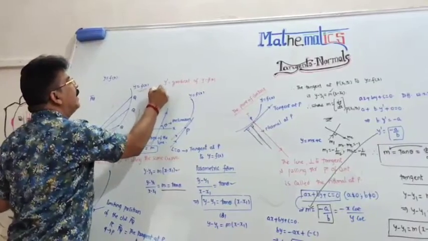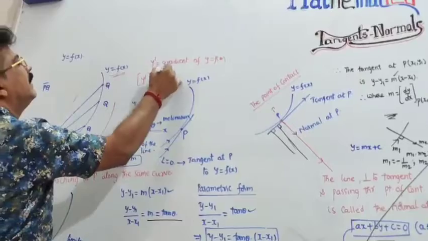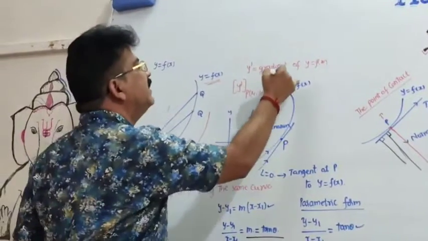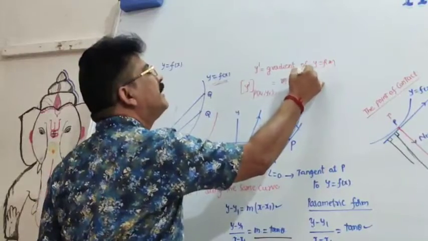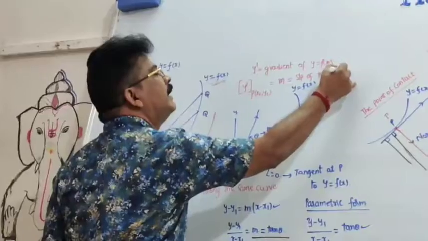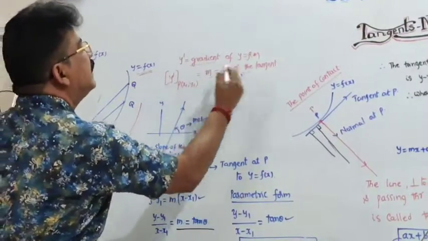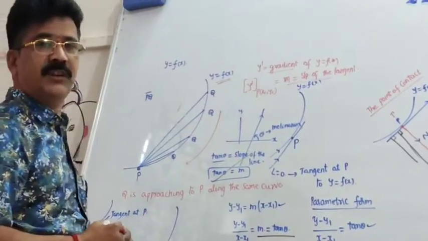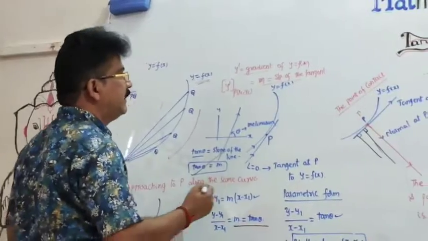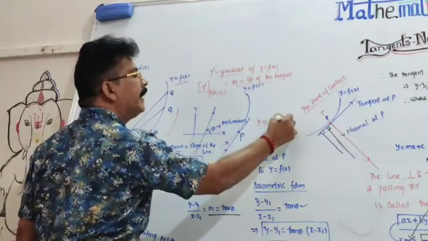For this, if we substitute P of x1, y1, then it becomes the slope of the tangent. M means the slope of the tangent. Okay, this is the gradient, this is the slope of the tangent, right? So therefore y minus y1 is equal to m into x minus x1.